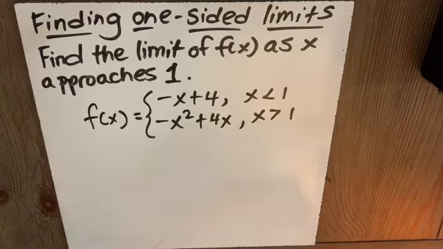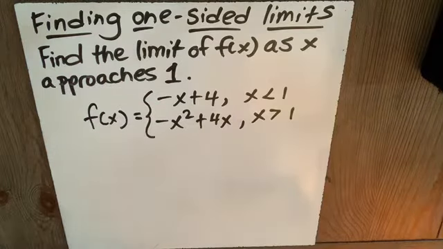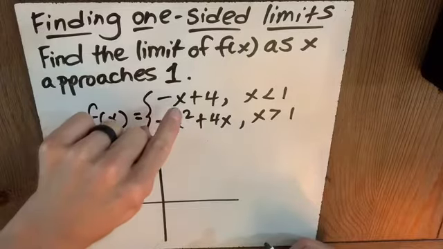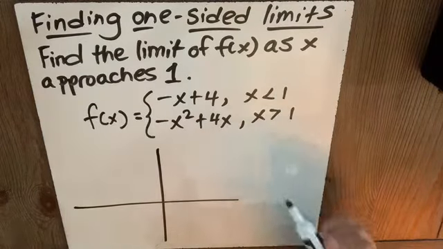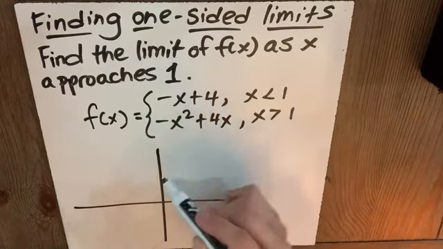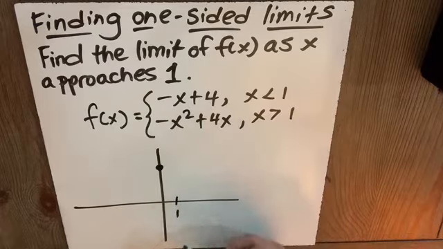Finding one-sided limits. The question asks us to find the limit of f of x as x approaches 1. And hopefully you recognize this as a piecewise function. It tells us that f of x is equal to negative x plus 4 when x is less than 1. So if we're graphing that, take a look at what this looks like. We know that the slope is negative 1 over 1 and the y-intercept is 4. And x equals 1 is right there.